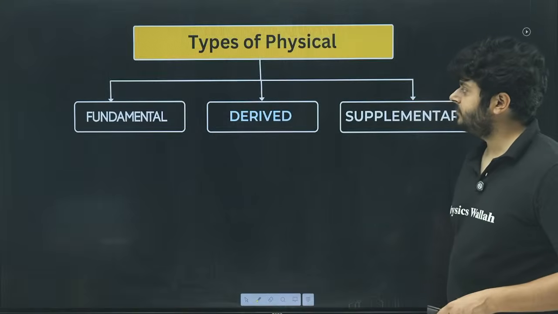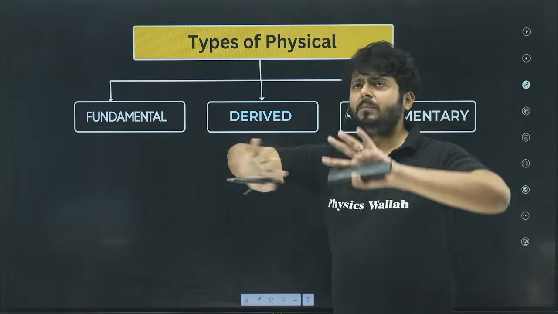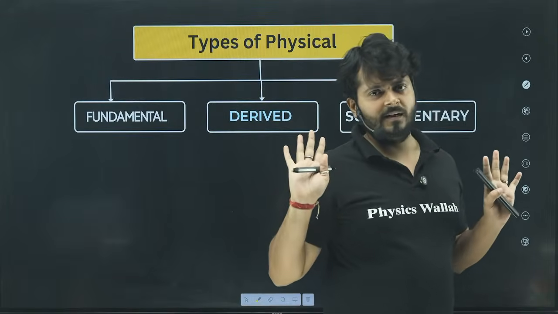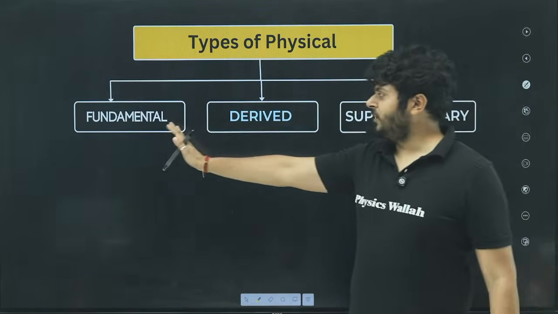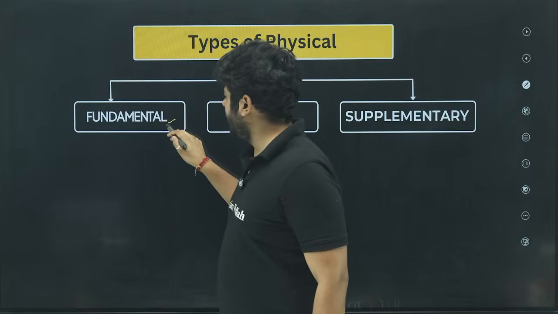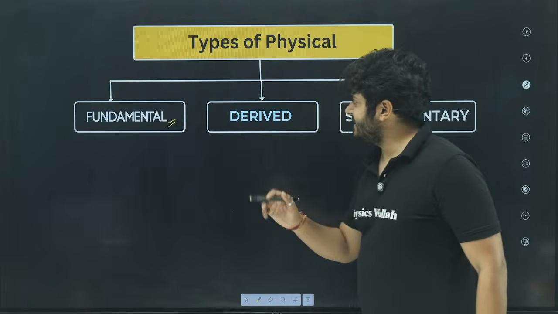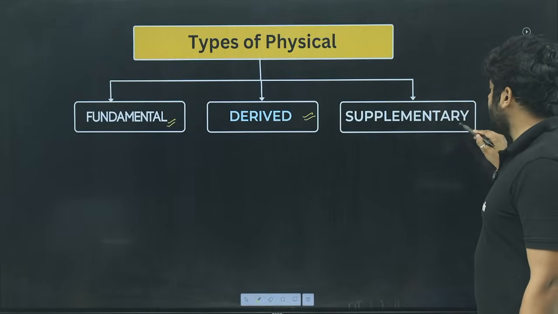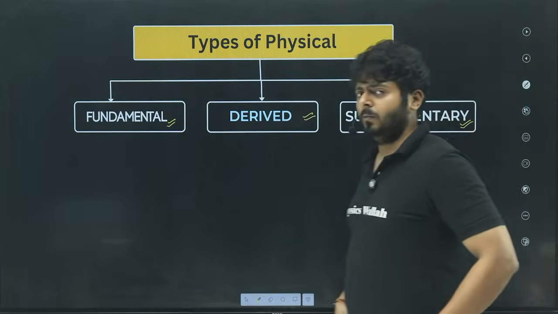So there are three different types of physical quantities. All around us, we can measure three different types of physical quantities. The first set is called fundamental quantity. The second is called derived quantity. And the third set is called supplementary quantity.